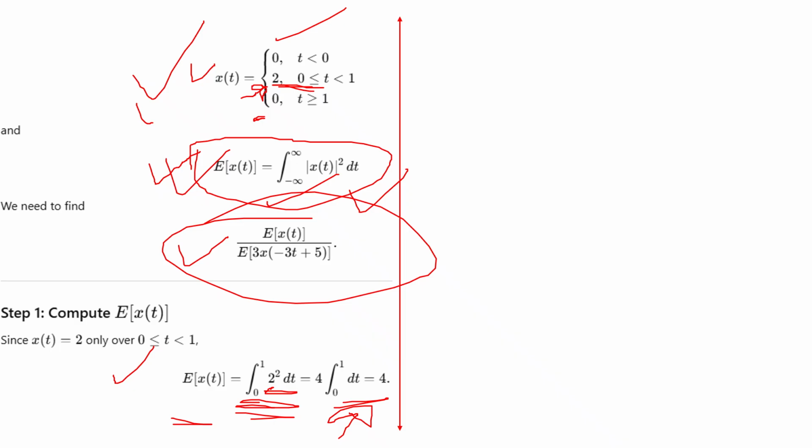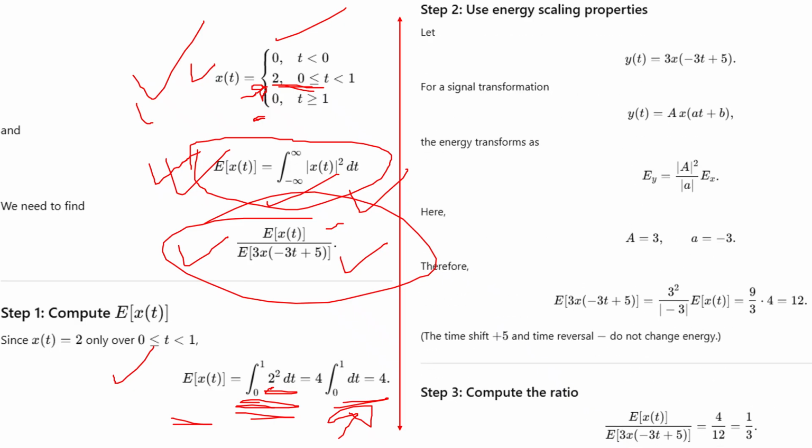Right. Now we have got the numerator. Now our objective is to find the denominator. So first use the scaling properties in order to find the denominator energy. So y(t) is equal to what? y(t) is equal to 3x(-3t+5). You can also write that as A x(at+b).